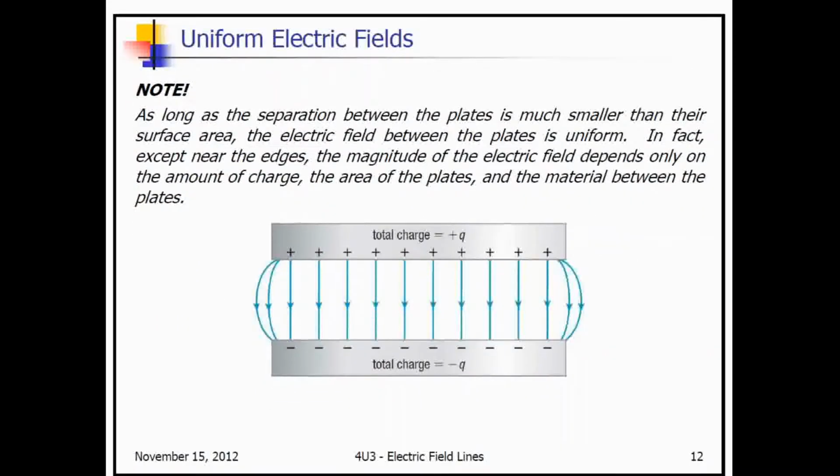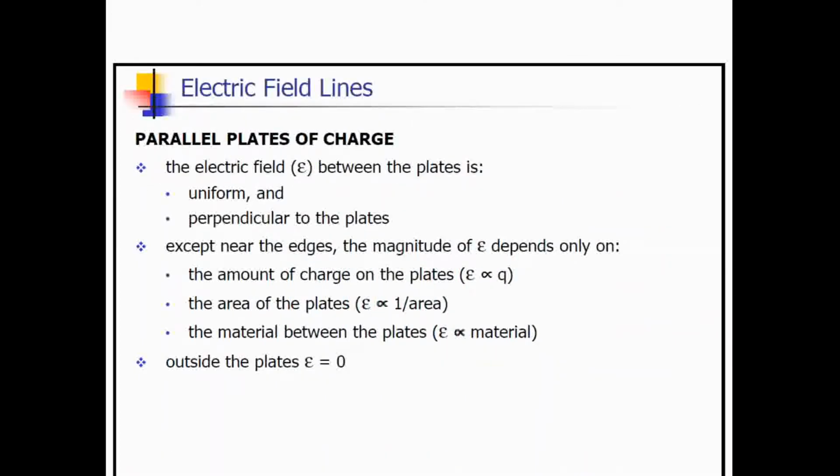So it says here, as long as the separation between the plates is much smaller than their surface area, the electric field between the plates is uniform. In fact, except near the edges, the magnitude of the electric field depends only on the amount of charge. So I mentioned that a bit earlier. At the edges, we start to have that hooking effect.